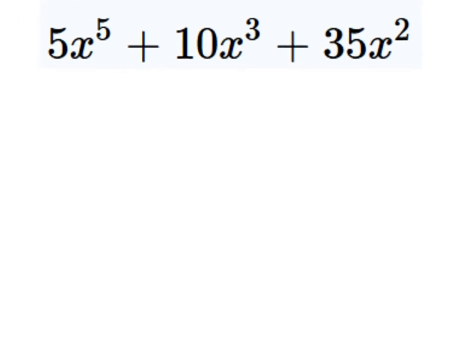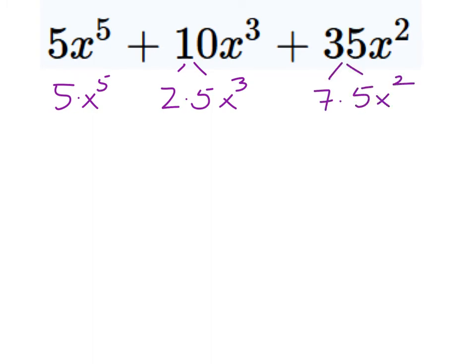We got 5x to the 5th, which, I mean, just broken down is just 5x to the 5th. I'm not going to expand the x to the 5th, and I won't be doing that anymore, but you could if it helps you, all right? 10, though, I can break up into 2 times 5. Then we got x cubed. And then 35 breaks up into 7 times 5 with an x squared. Yeah, we got the addition in between these, which is important if it were subtraction, all right?